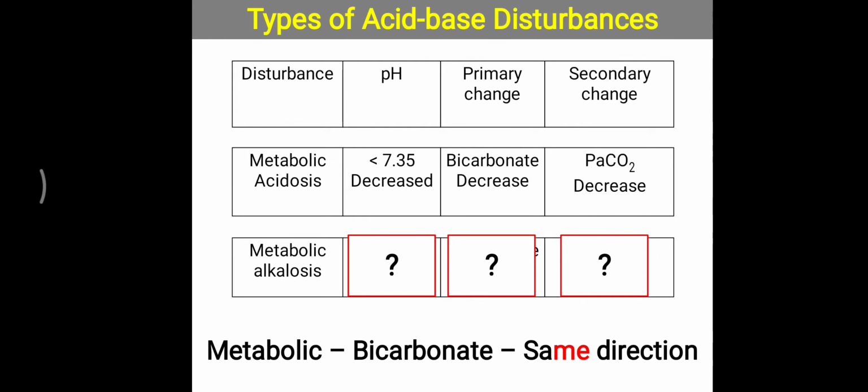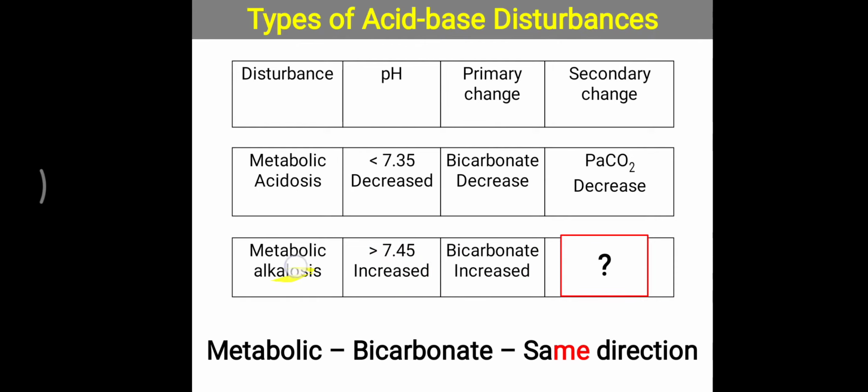So the partial pressure of carbon dioxide will also decrease, meaning all three are decreasing, on the lower side, in the same direction: metabolic acidosis. What happens in metabolic alkalosis? The pH will be increased, more than 7.45. The primary change, metabolic, means bicarbonate, and the bicarbonate level is increased as it goes in the same direction. Further, the partial pressure of carbon dioxide, as the secondary change, will also increase in the same direction as the bicarbonate, meaning all three are increasing, so it is metabolic.